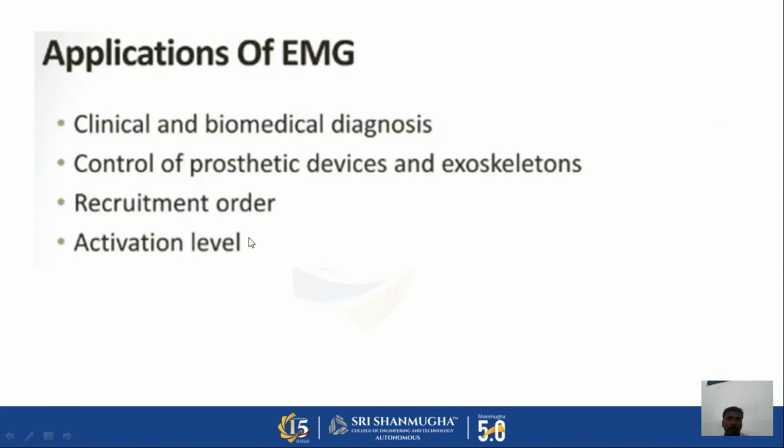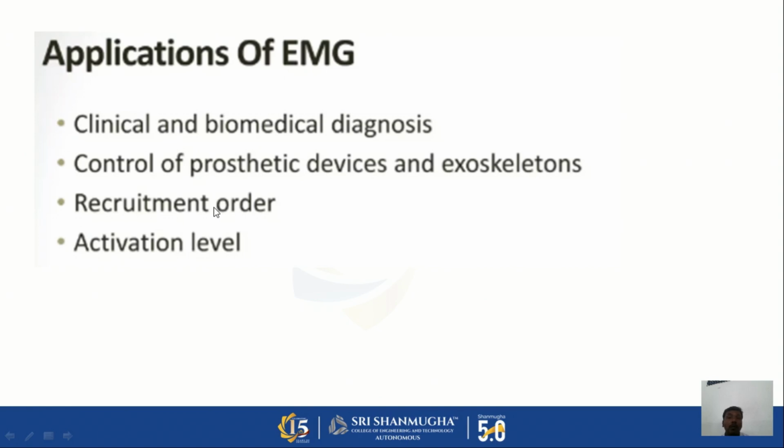So next we are going to see some applications of EMG. So we already know EMG is a technique used to measure the electrical activity produced by the skeletal muscles during contraction. One major application of EMG is in clinical and biomedical diagnosis, where it helps doctors detect neuromuscular disorders and nerve damage. EMG signals are also widely used in rehabilitation engineering, especially for controlling prosthetic devices and robotic exoskeletons.